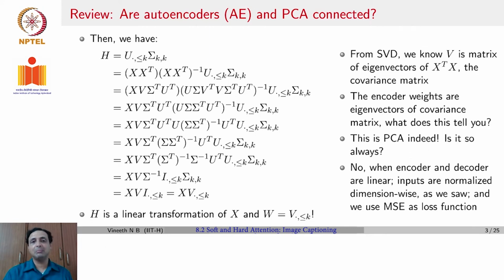Remember, in this entire example, we did not talk about having any activation functions in your encoder or decoder, and you have to normalize the inputs the way we saw, and you have to use mean square error as the loss function. Under these conditions, the mapping learned by the encoder of an autoencoder is indeed the projection matrix of principal component analysis.